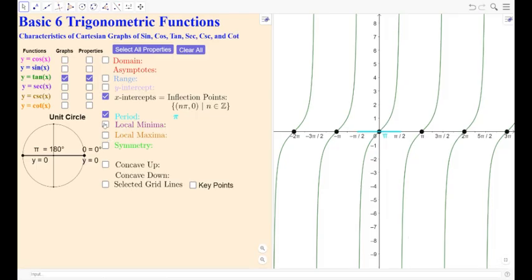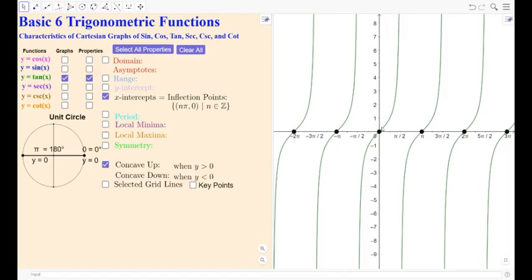All right, what about local and global minima and maxima? Well, it doesn't have anything. There is no local minimum or maximum here, and certainly no global minimum or maximum. The range is all reals. What about concavity? Those x-intercepts are inflection points again, just like we saw with sine and cosine.